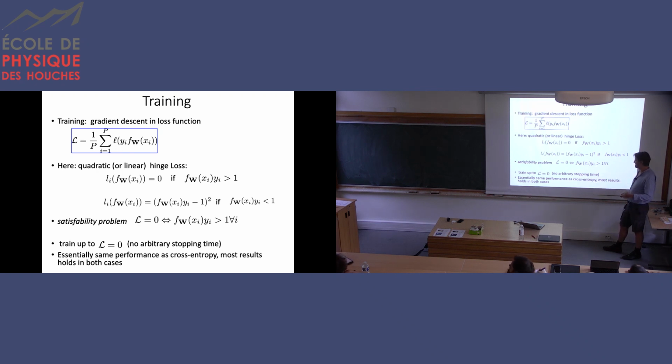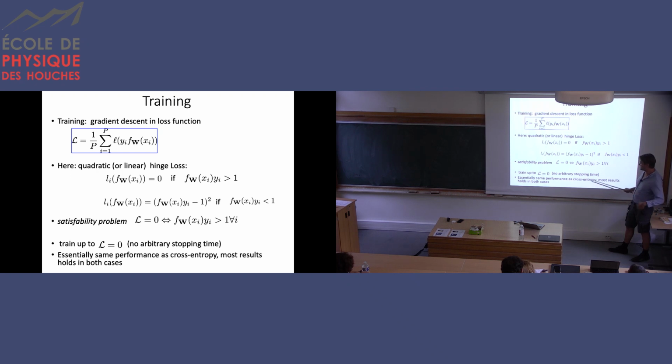One is most of what I'm going to tell you will hold for the two losses, but there are two reasons. One is conceptual, just for the first 10 minutes of the talk: if you take the loss being equal to 0, it means that all of those terms are exactly 0, and it means that you're satisfying some constraints. The product f times yi has to be larger than 1 for all data. And this becomes a problem of satisfiability of constraints. And in physics, we like to study those problems too, so we can think about making analogies.